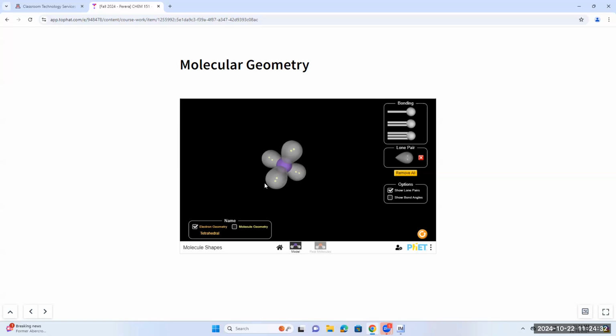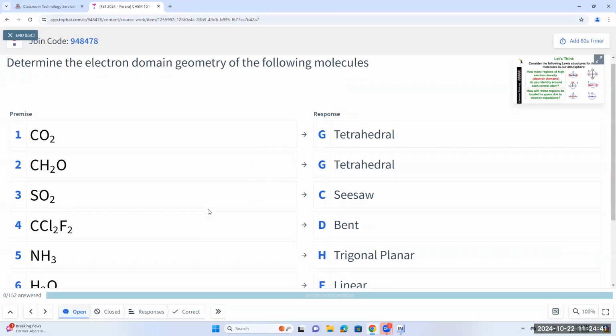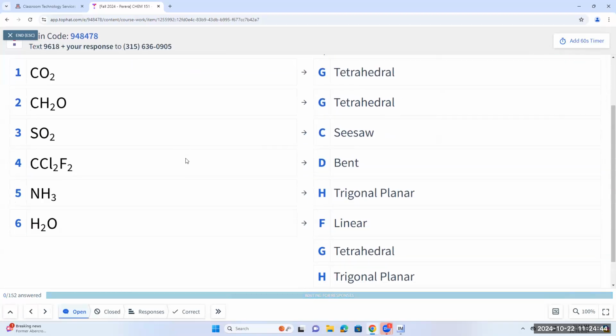Now what I want you to do is make a note of that in this question. Here are the same molecules. I want you to determine the electron domain geometries or balloon geometries for these molecules. Go ahead. There are only three possibilities, right? Linear, trigonal planar, tetrahedral. That's it. Those are the only possibilities.